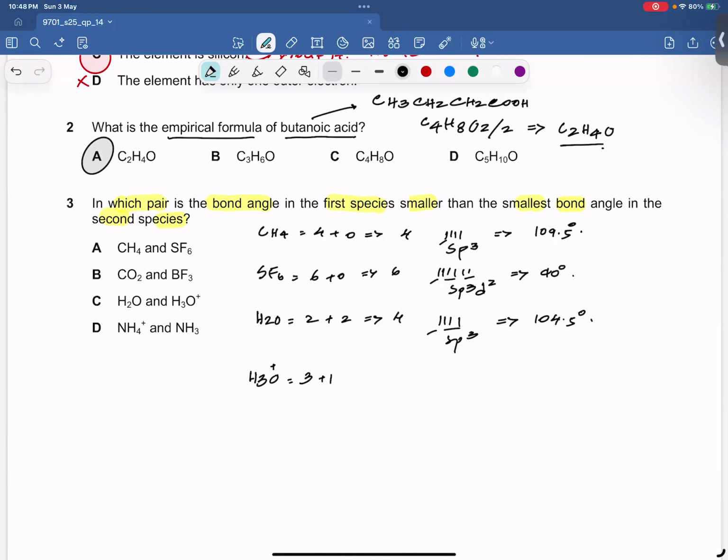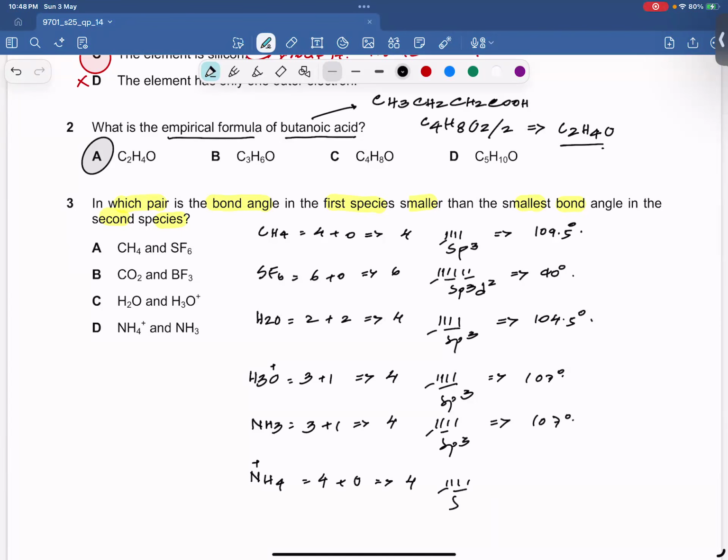3 single bonds and a lone pair. Total is going to be 4. Hybridization is going to be sp3. And the angle is going to be 107 degrees. Let's talk about ammonia. It has 3 single bonds and 1 lone pair. Total is going to be 4. If you draw 4 lines, the hybridization is going to be sp3 and the angle is going to be 107 degrees again. And ammonium has 4 single bonds and 0 lone pairs. Again, hybridization is sp3 and the angle is 109.5 degrees.